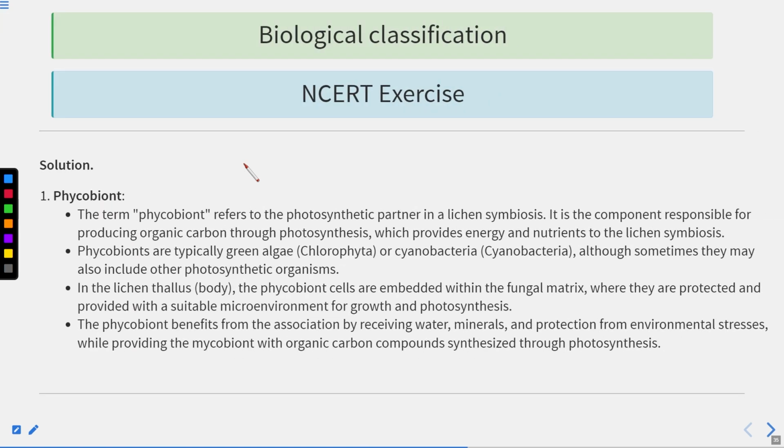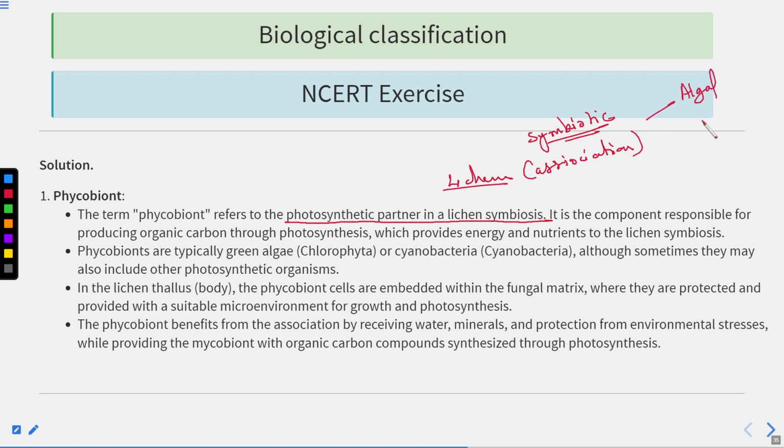So let us see. Phycobiont. The term phycobiont refers to the photosynthetic partner in the lichen symbiosis. So lichen is a type of symbiotic association. Symbiotic association means both components, the algal component as well as the fungal component, come together and live in an association, and that symbiotic association is called lichen, right?